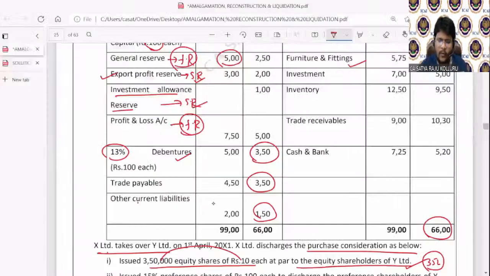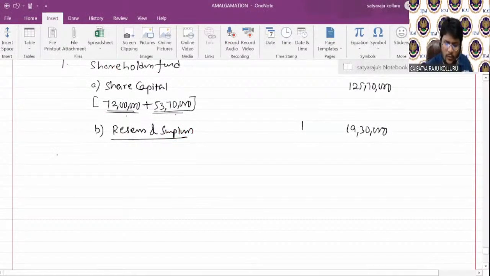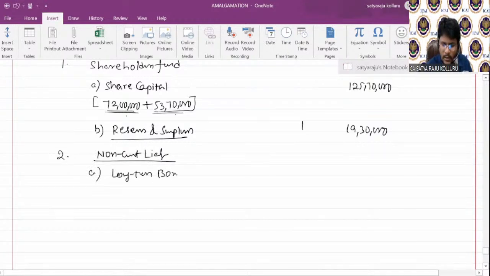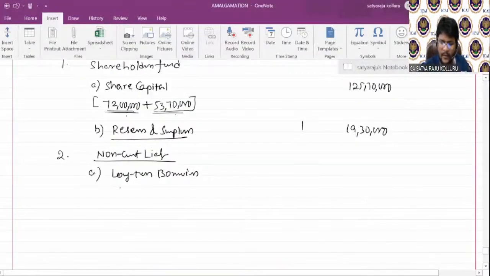Next, share capital over, reserves and surplus over. Am I right? Next, come to non-current liabilities. Under non-current liabilities, A, long-term borrowings. Now, if you check, 13% debentures of the purchasing company is there with 5 lakhs.